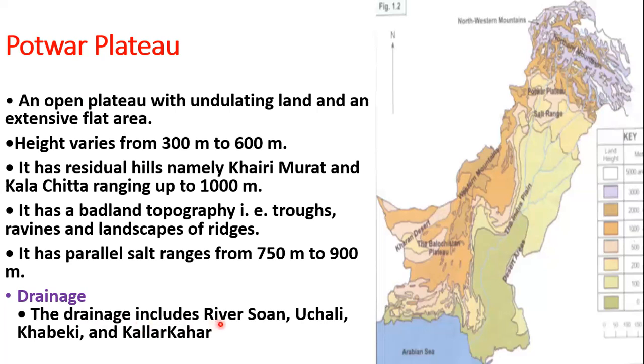The drainage includes River Soan, Uchali, Khabeki Lake, and Kalarghar. Uchali is a small river which flows down from high to low and develops lakes. Uchali Lake is considered one of the big natural water lakes in Pakistan. And Kalarghar Lake, everybody is familiar with. Whoever travels on the motorway finds this lake.